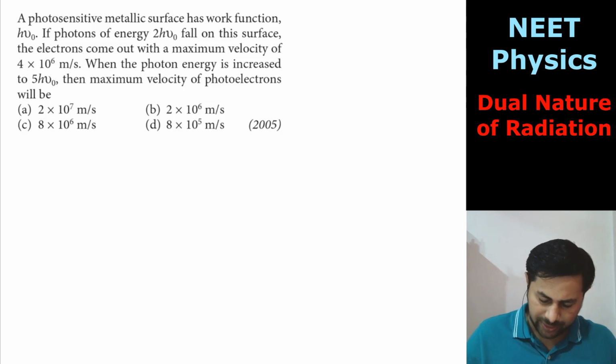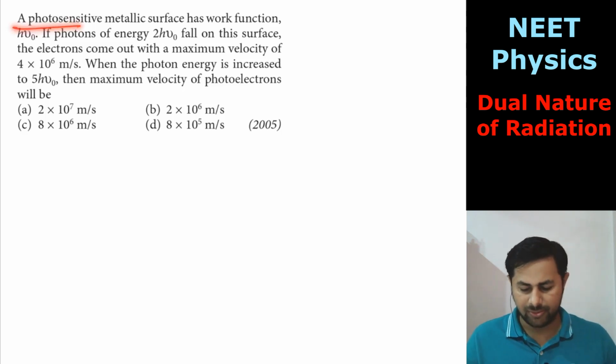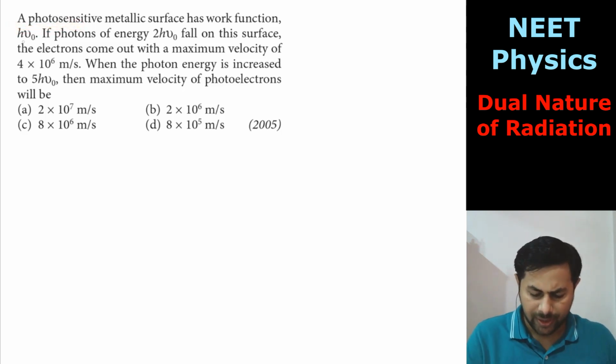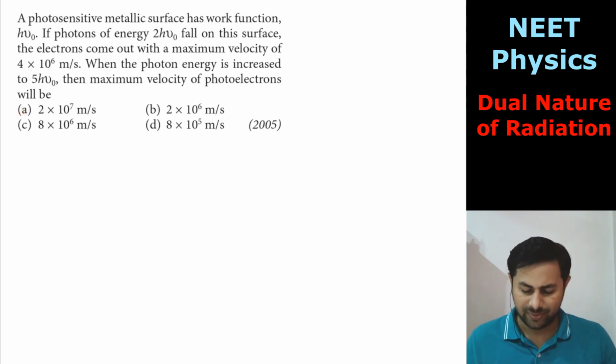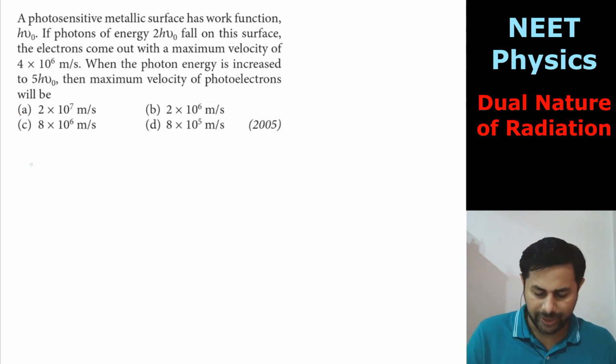Okay, let's see this one. A photosensitive metallic surface has work function h nu naught. If photons of energy 2h nu naught fall on this surface, the electrons come out with a maximum velocity of this much. When photon energy is increased to 5h nu naught, then the maximum velocity of photoelectrons will be. Tell me. This is very simple. Yes, what would be the answer?